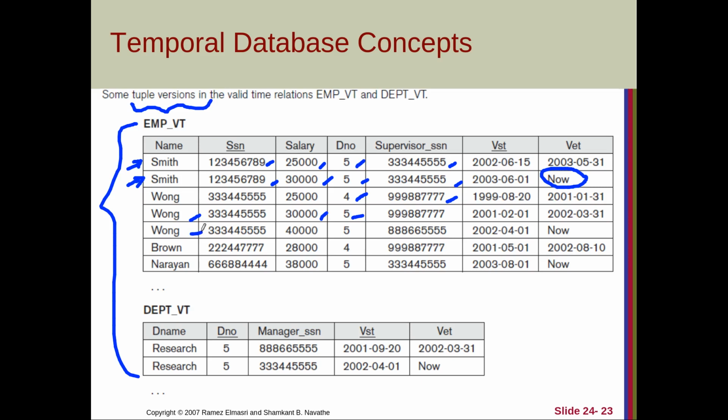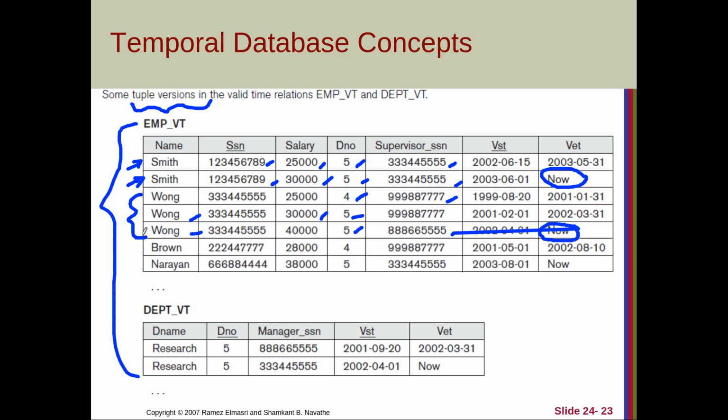Now again some more changes were applied. In the next tuple version, his salary was modified to 40,000. He is working in the same 5th department. His supervisor also changed. That is from 1/4/2002, and the valid end time is now. That means this is the current active tuple. So for every employee, a different number of tuple versions is maintained.